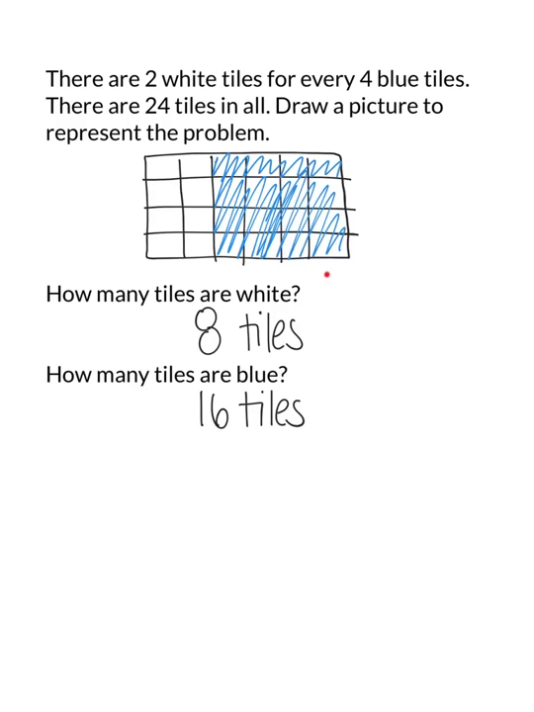These are the answers that you should have gotten. Your picture should look something like this, where 8 of the tiles are white and 16 of the tiles are blue.